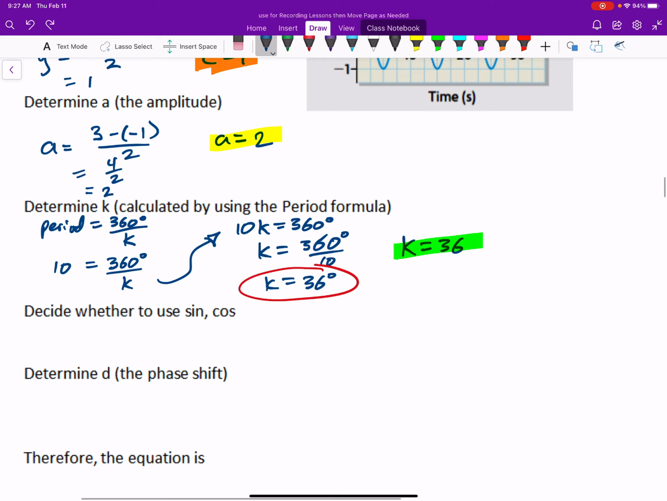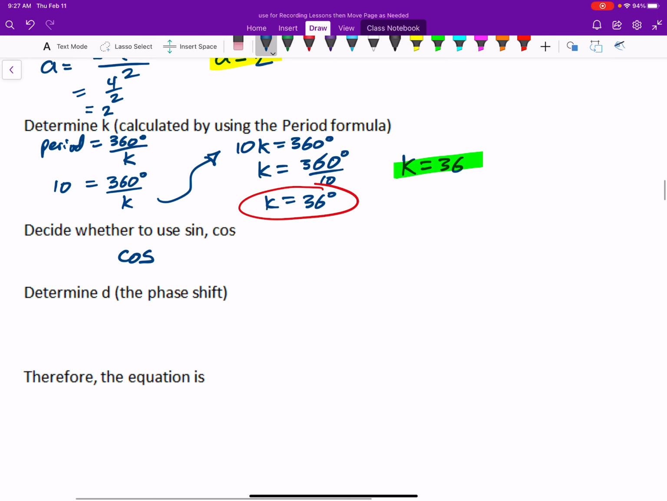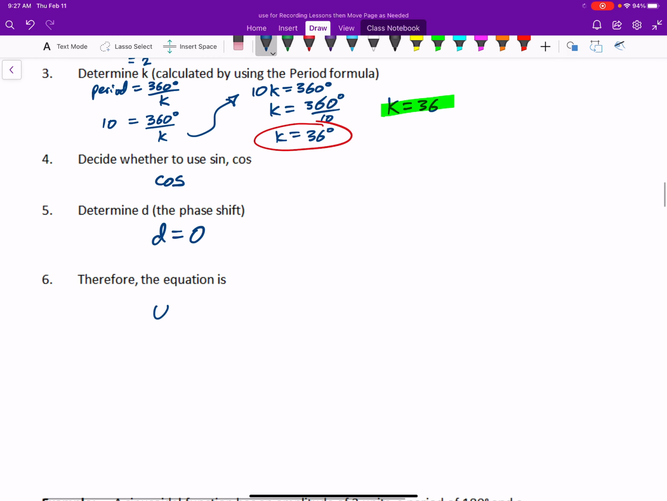So I'm going to start with cosine. I'm going to use cosine, that is, because it starts at the maximum. No phase shift is needed, no d value, so I'm just going to say d equals 0. So plugging everything into the equation, remember it was f(x) or y equals a cos(k(x minus d)) plus c.